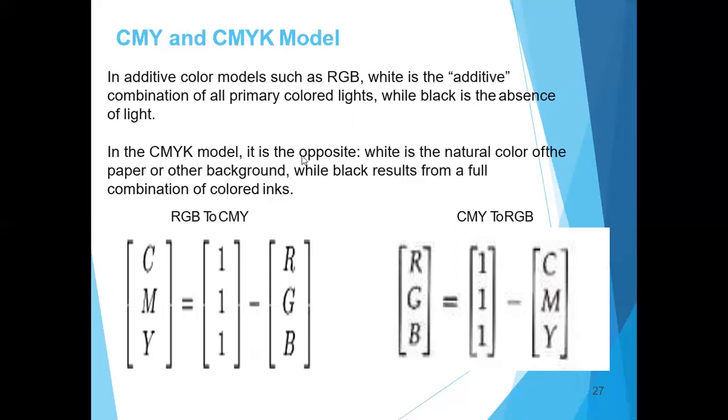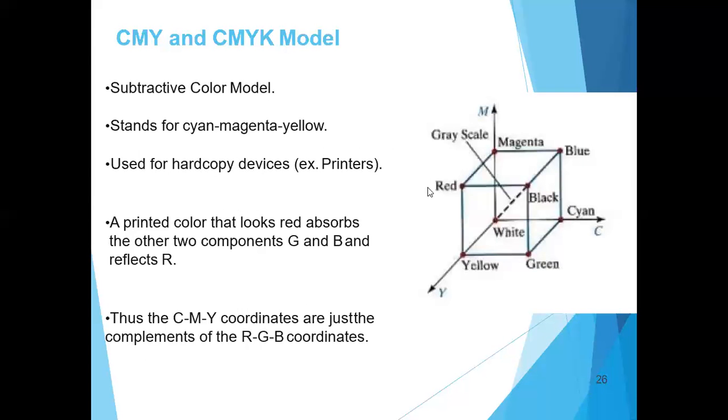But in the CMYK model, it is opposite. White is the natural color of the paper or other background, whereas black results from a full combination of colorings, if I combine everything.